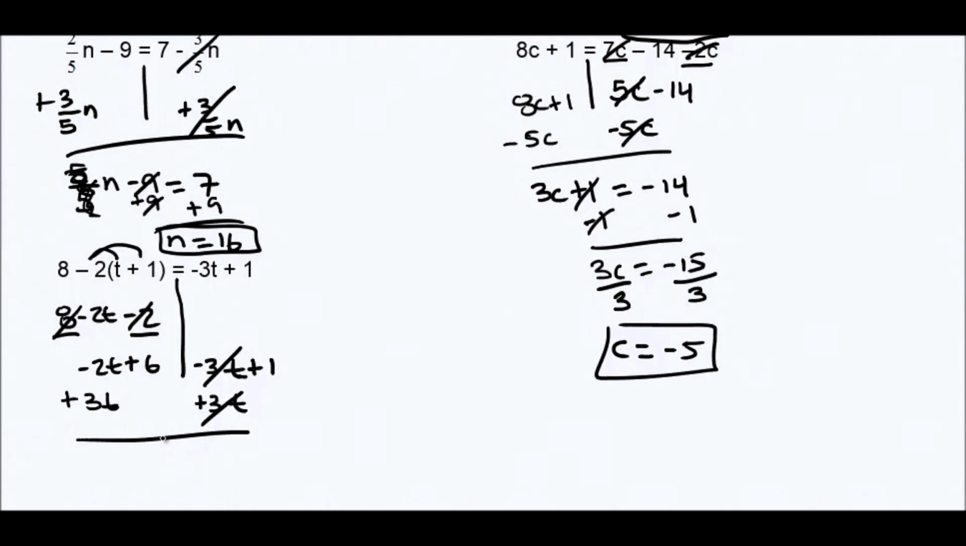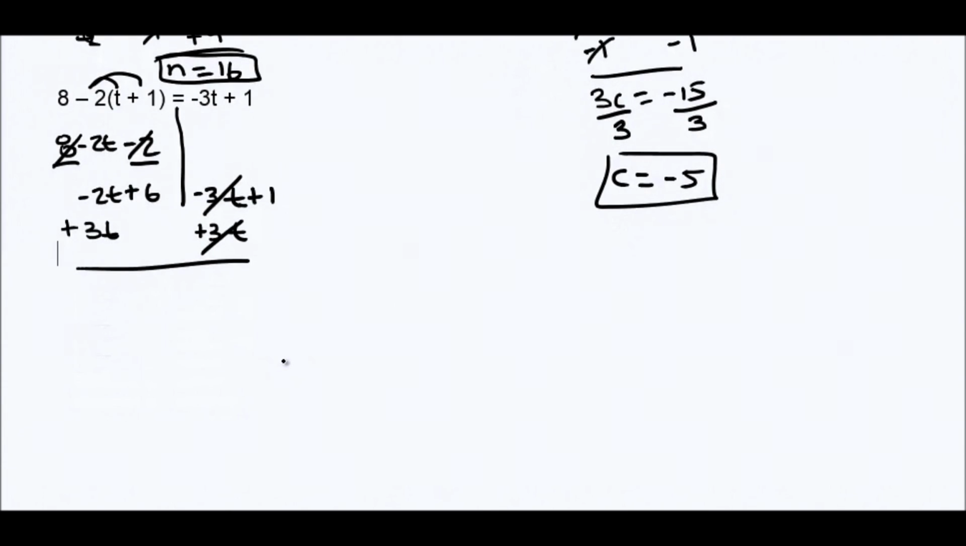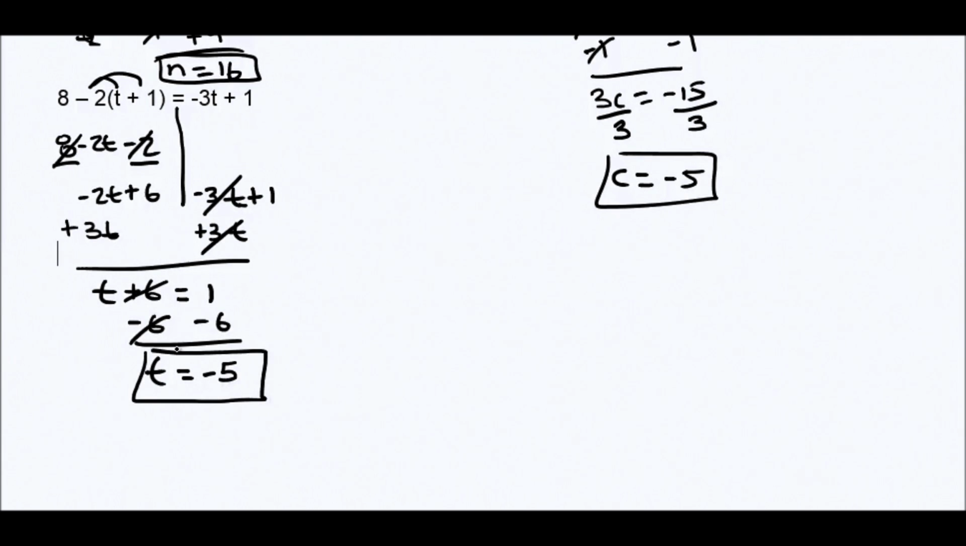That zeroes out. So on my left side, I have negative 2t plus 3t. That's the same as 3 minus 2, which is 1. But 1t is the same as t. Bring everything else down. So I have the positive 6 right here equal to a 1 on the right. Now it's just a one-step equation. I have a positive 6 that I need to get rid of, so I combine it with its opposite, which is a negative 6. Negative 6 on both sides. That zeroes out, so t is equal to 1 minus 6, which is a negative 5. Final answer, t equals negative 5.